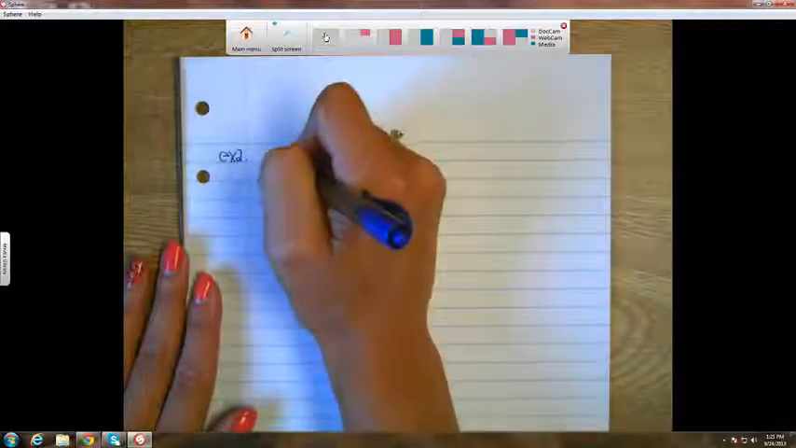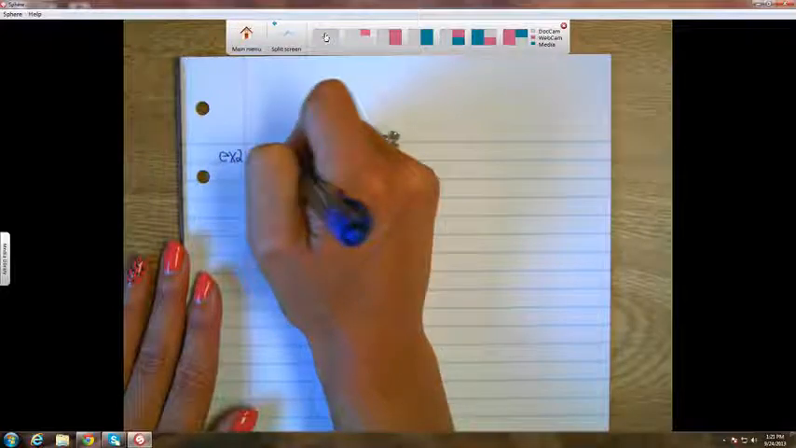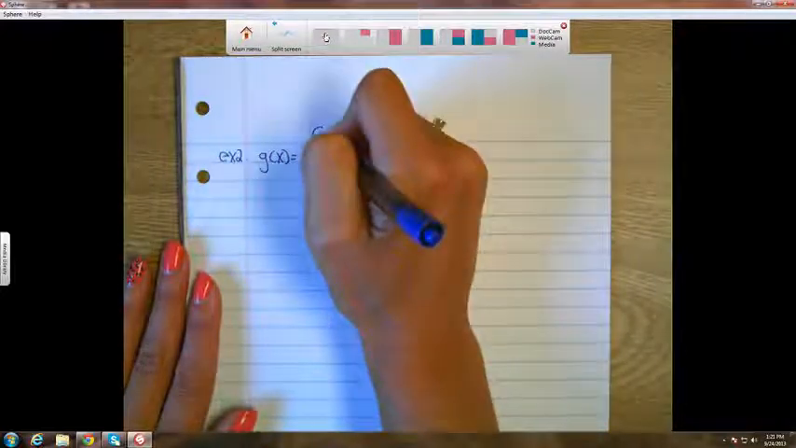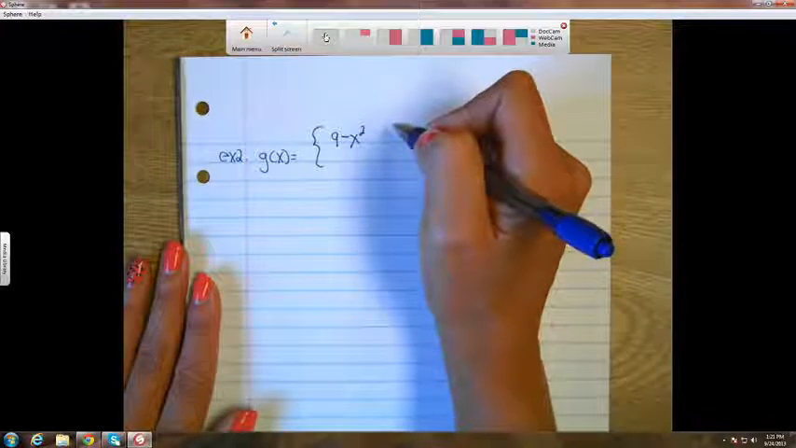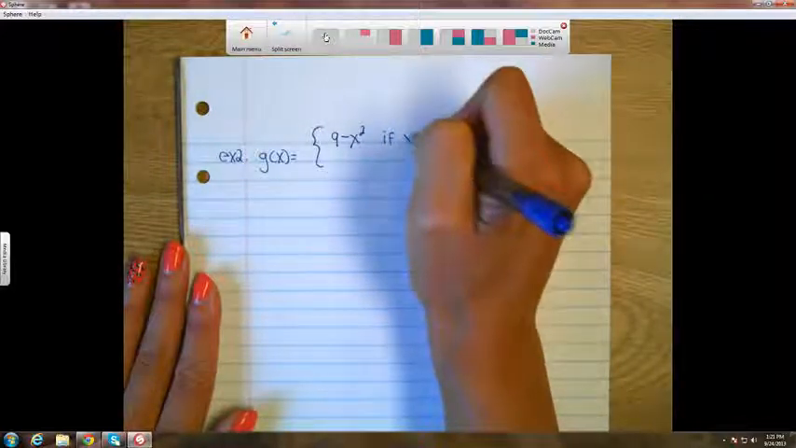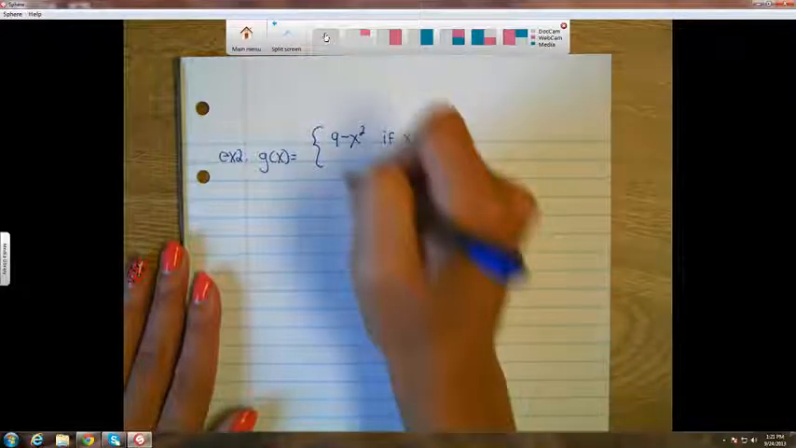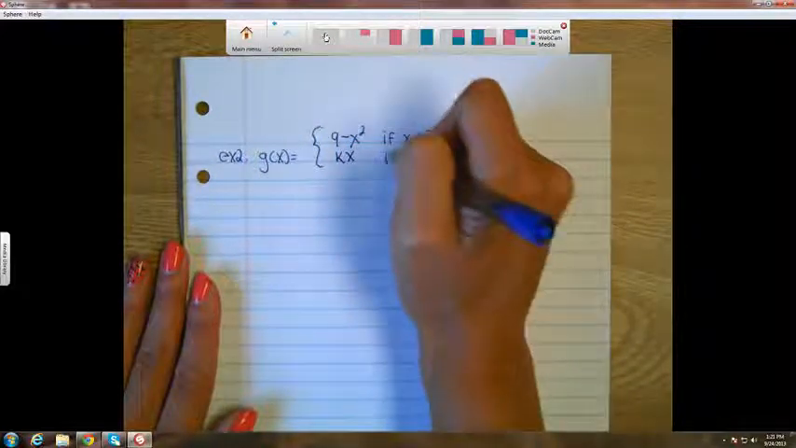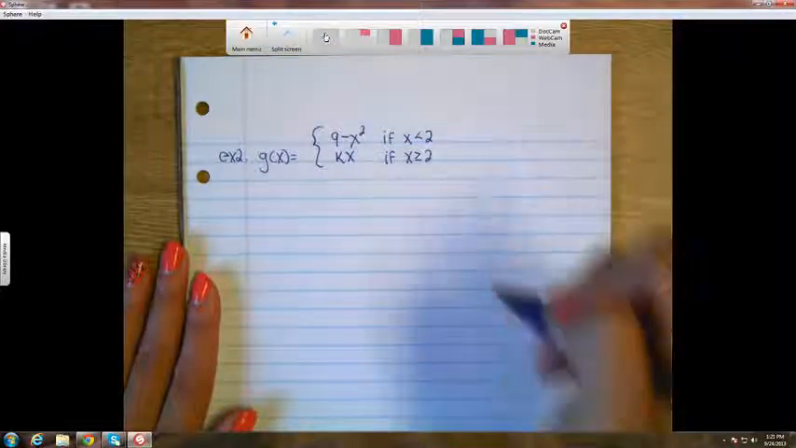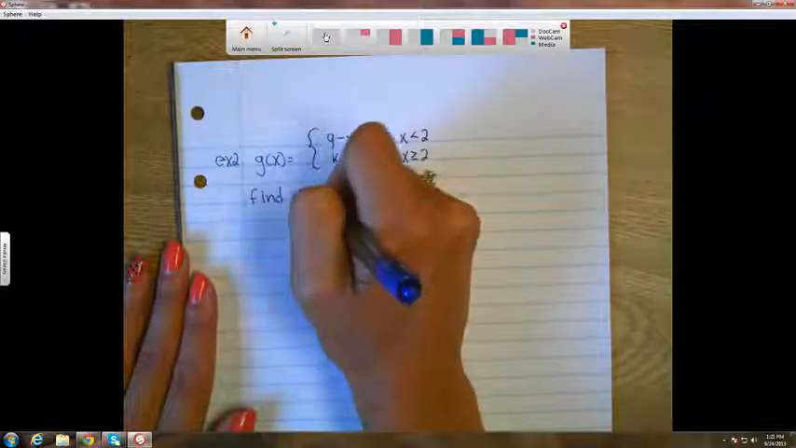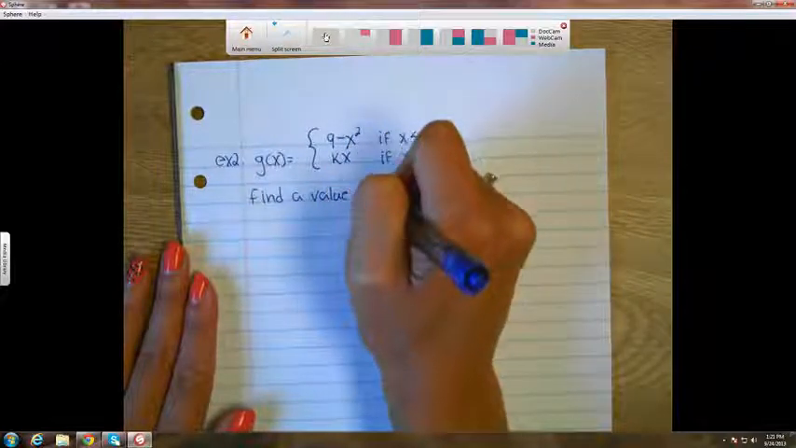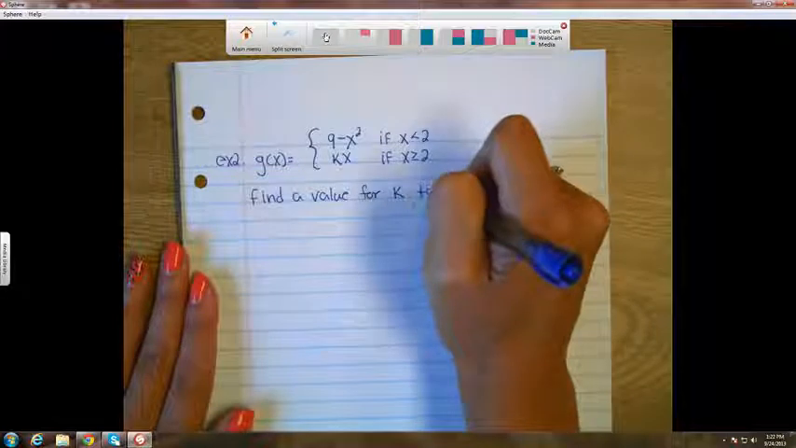I'm going to give you another piecewise function. Let's see. g of x equals 9 minus x squared if x is less than 2, and g of x equals some k times x if x is greater than or equal to 2. Your goal is to find a value for k to make g of x continuous.